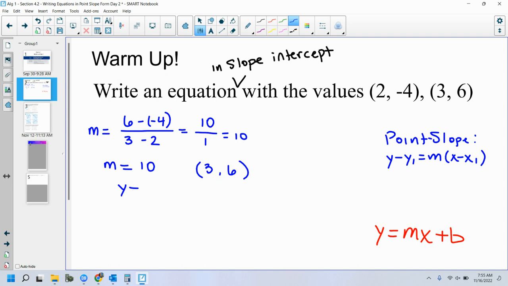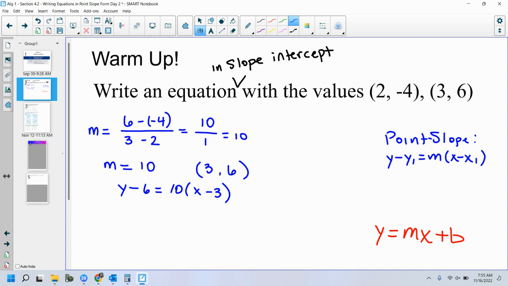So I have y minus 6 is equal to 10 times x minus 3. Y minus 6 is equal to 10 times x minus 3. I am okay if you don't want to write point slope every time now. I've got to be honest, if you wrote it every time on your homework, you probably already have it memorized. You don't need to put in any work.